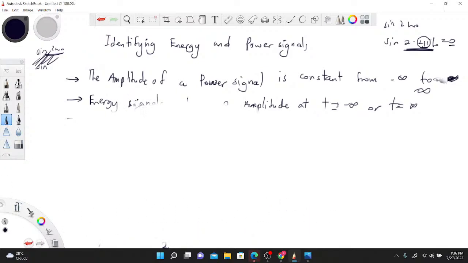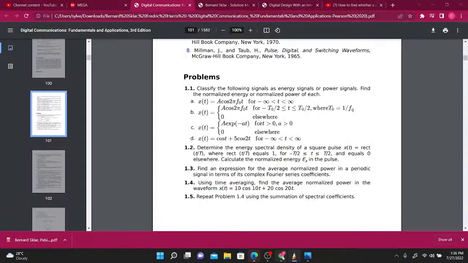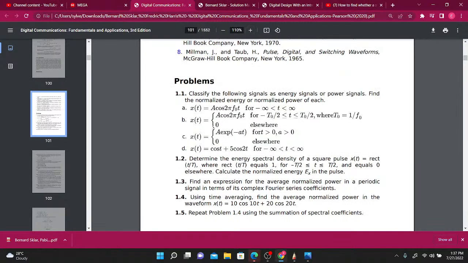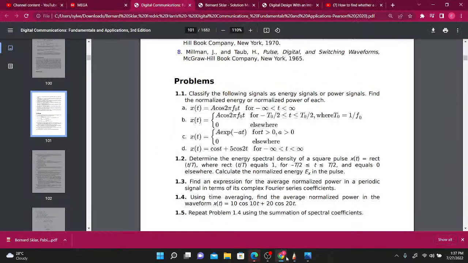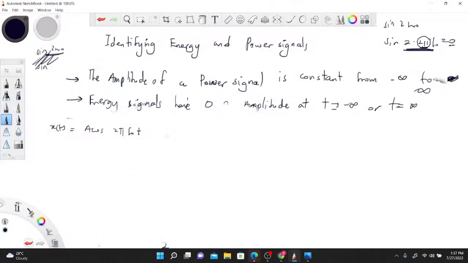The energy signals have 0 amplitude at this. All right. Now the next is that the function is given by x of t equal to A cos 2 pi f naught t for a certain range of t, please take note of this: for t from minus T over 2 to T over 2.